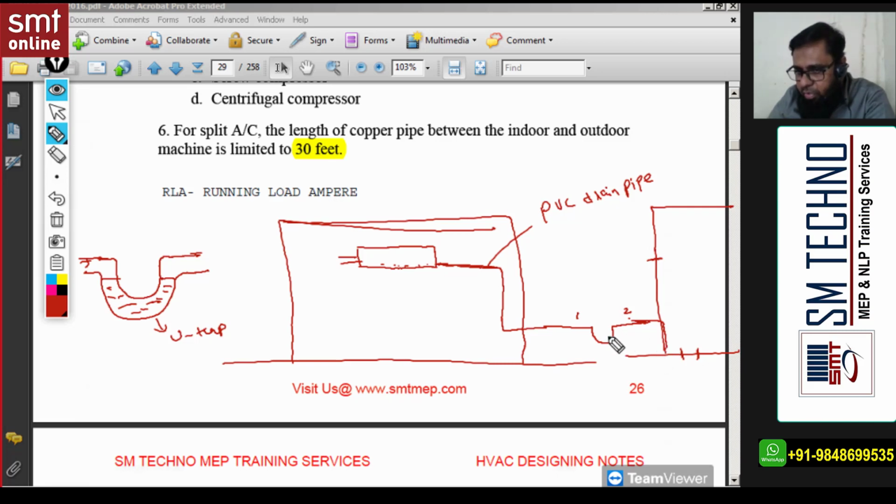If you do not use this U-trap, what will happen? Here the fan is running inside. The fan may suck the bad smell, and that may affect the quality of air. So the U-trap is a must. When you are installing, you must take care of this U-trap. Okay. So you can write the point: U-trap is used to create a water seal. And this is not only for high wall. For all the FCUs and AHUs, we require a drain pipe with a U-trap. Okay. Later when we talk about the AHUs also, we require the same PVC drain pipe with a U-trap.